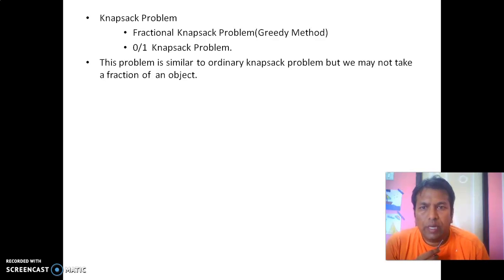This 01 knapsack problem is similar to the fractional knapsack problem, but in this we may not consider a fraction of the object. Whenever you want to place an object into the knapsack, you have to consider the full object, or you cannot keep it. If you place the object fully, that value is considered as 1. If you are not interested in keeping that object in the knapsack, that value is considered as 0.